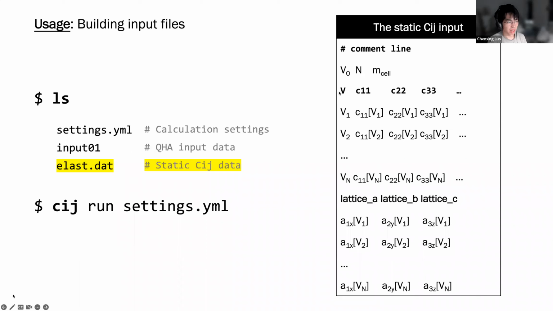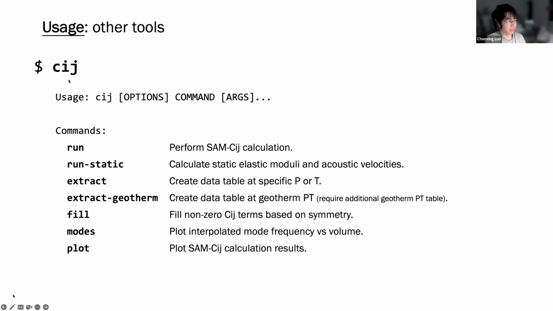So after that is a list of different volumes and the CIJ at this volume. For example, C11 at V1 and C22 at V1, and so on. After that, you have a list of lattice parameters, and these were used to calculate the actual compressibility. And CIJ, so if you type in CIJ, it will show you the available commands.